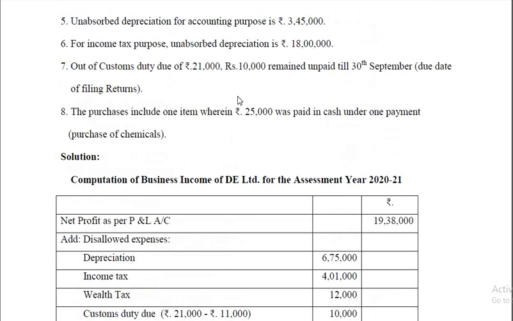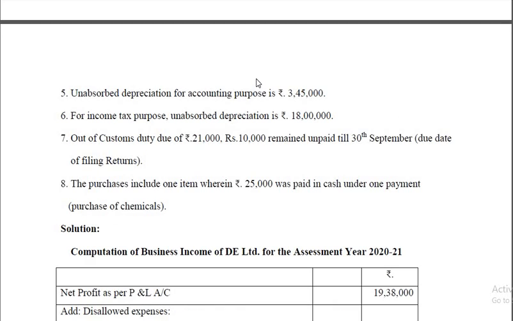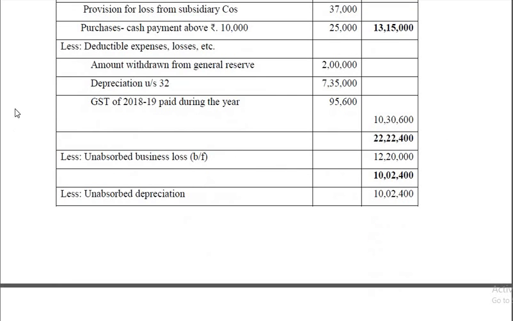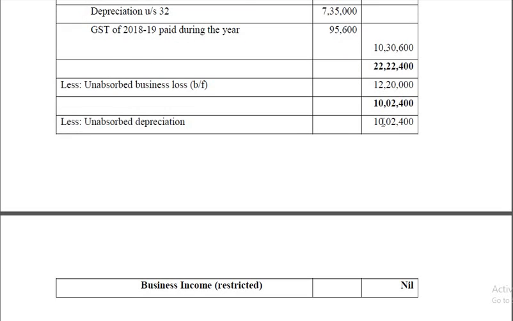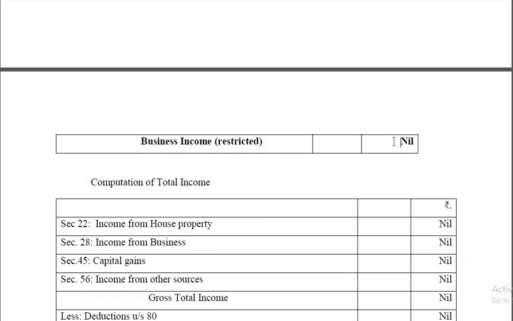Now you have got depreciation here. Unabsorbed depreciation for income tax purposes, 18 lakh is there, but the entire amount cannot be absorbed or set off here. So what is possible, that much you can set off. So unabsorbed depreciation of 10 lakh 2400, this much can be set off. As a result, the balance is nil.